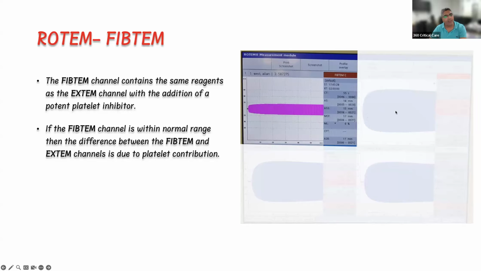Do I make sense? So in the FIBTEM channel, whatever you see is because of a fibrinogen problem. Platelets are totally neutralized, so there is no platelet effect that can be seen. Whatever abnormality you find is a fibrinogen issue. If this is normal and the EXTEM is abnormal, that means fibrinogen is normal in the blood. The abnormality in the EXTEM is because of the platelet. So that's how you delineate. If the EXTEM is abnormal but the FIBTEM is normal, then the problem is because of platelet.